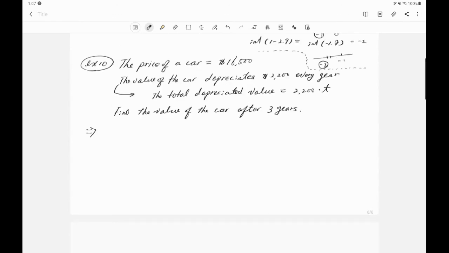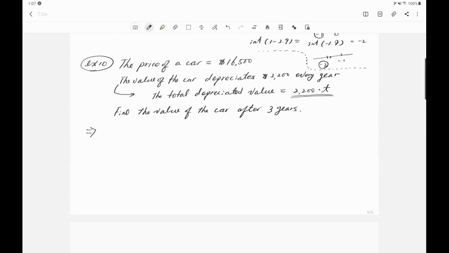Okay, example 10. We want to find the value of a car. The initial price of the car is $16,500, and then every year the car's value decreases by $2,200. So if t years passed, the total decreased value will be the product of $2,200 times the number of years, right?